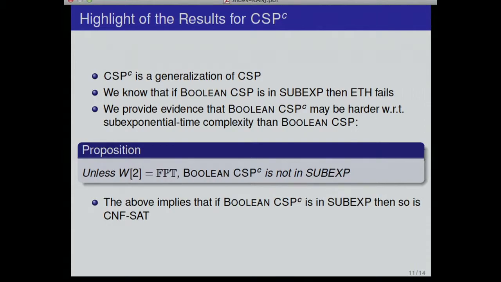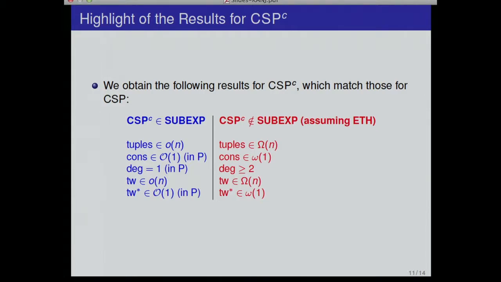Okay. So we give evidence that it's harder than Boolean CSP. What we show is that if you could solve Boolean CSP with compressed table in sub-exponential time, then the W hierarchy collapses at the second level. Of course, this result, W2 equals FPT, implies that CNF-SAT is in sub-exponential time. Now, in terms of the results that we get with respect to those structural parameters described earlier, we get a table that more or less matches the table that I showed you earlier for CSP. So all these results seem to carry over here without any major changes.